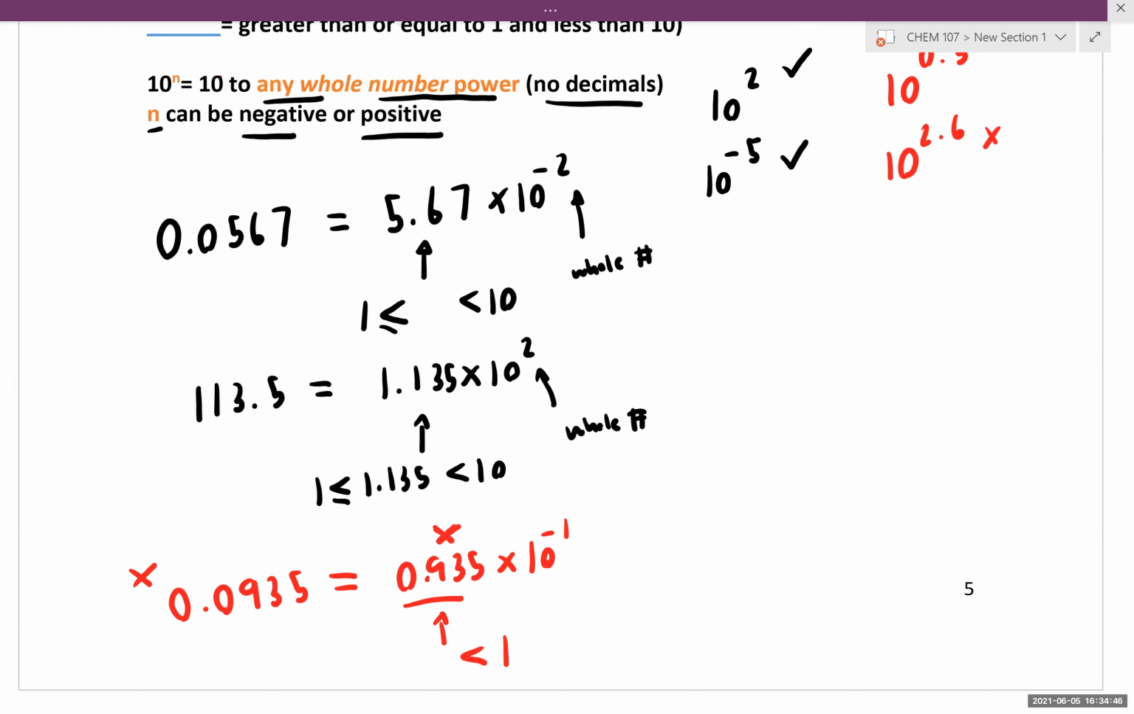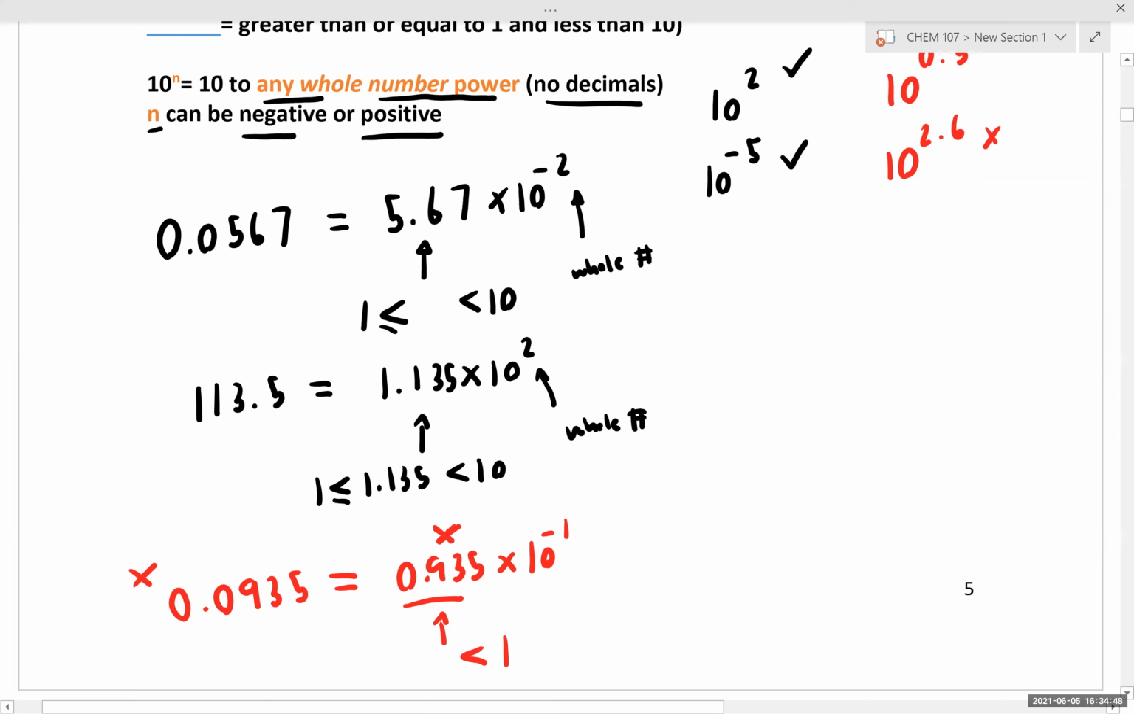But for example, if you wrote a number out in the form 1.5 times 10 to the 0.6, that would not be okay. You should never have a decimal for your power of 10. You must always have a whole number. It can be positive or negative, but it must be a whole number.